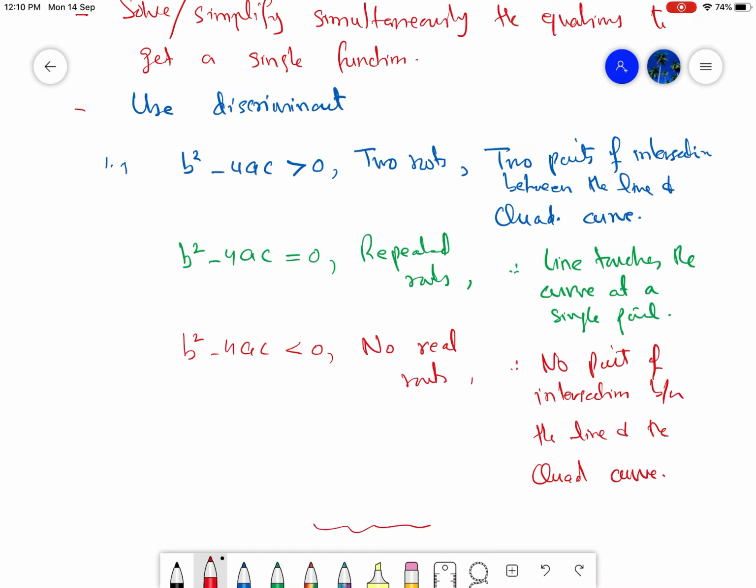Okay, so basically this is again the application of the discriminant in order to find the number of points of intersection between a straight line and a quadratic curve.